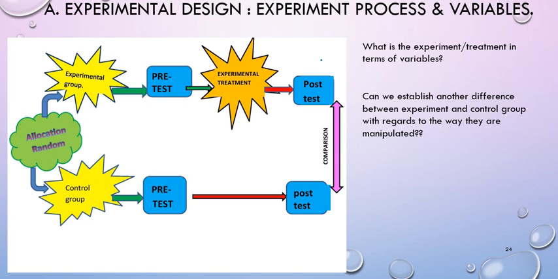Can we establish another difference between the experiment and control group with regards to the way they are manipulated? Is there any other difference between these two groups except the independent variable? Okay, the answer is no.